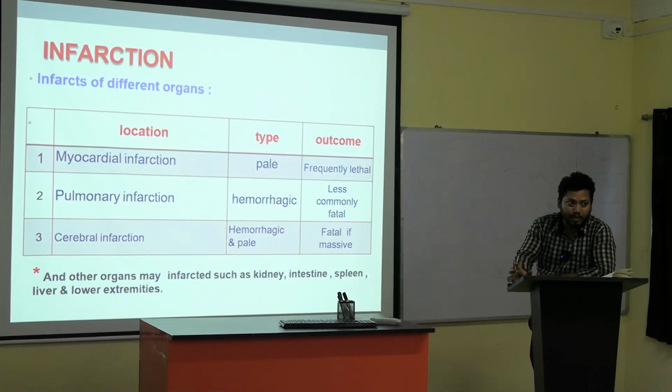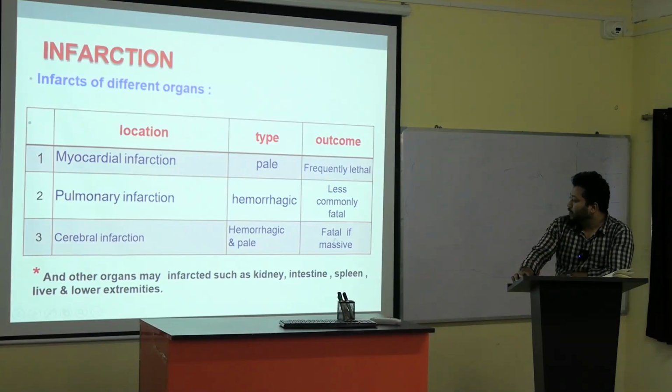Pulmonary infarction is hemorrhagic, because there is an alternative blood supply: if one blood supply gets occluded, another will be there, and the blood will start accumulating within the loose tissues. So it becomes hemorrhagic because there is an increased amount of blood within it, with RBCs. Cerebral infarct can be hemorrhagic or pale. Fatal if massive. Other organs may infarct, such as kidney, intestine, spleen, liver and lower extremities.